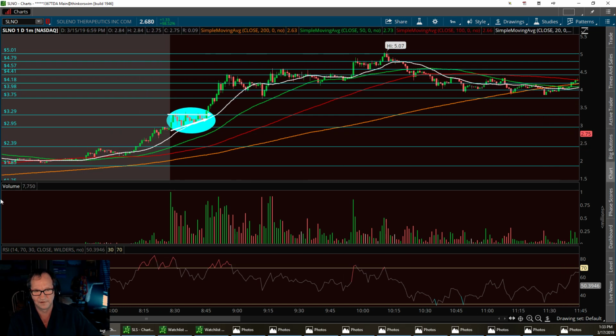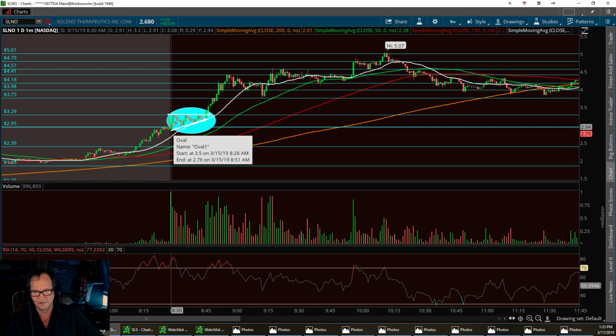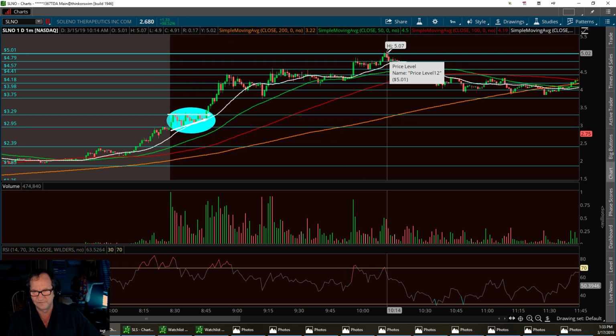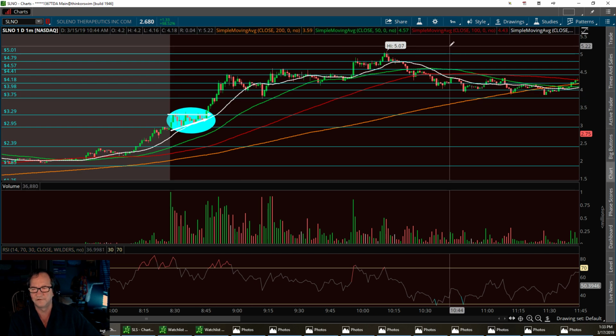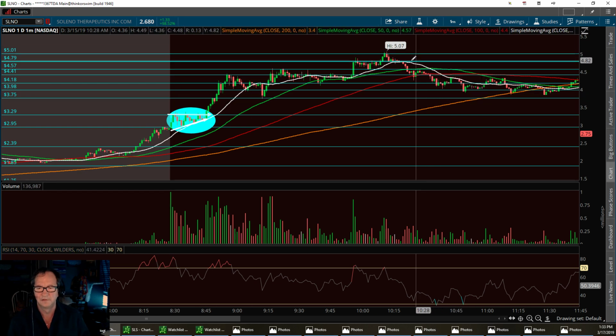So you could have ran this stock all the way from that opening bell, which was right in this area here at 295, and got out of it at $5, or even up here at 479 as it started to pull back. But it really didn't start losing strength until this 20 started to bend down over the other moving averages. And that's when I would have got out of the trade, and I probably did if I can look back at my paperwork. But I was scalping it on the way up.